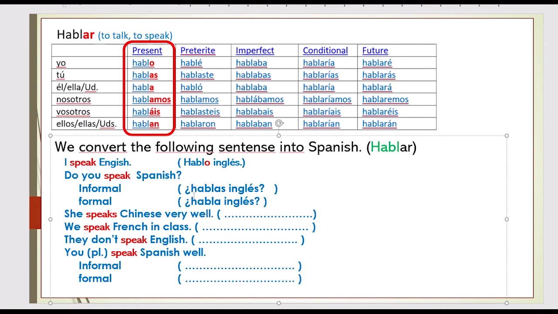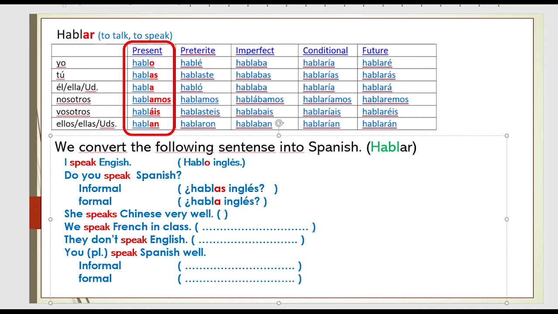These are the two forms of "Do you speak English?" The informal form, ¿hablas inglés? And the formal form, ¿habla inglés? For the informal, you drop the AR and then add AS at the end. For the formal, you drop the AR and then add A at the end. Now the first sentence: she speaks Chinese very well.